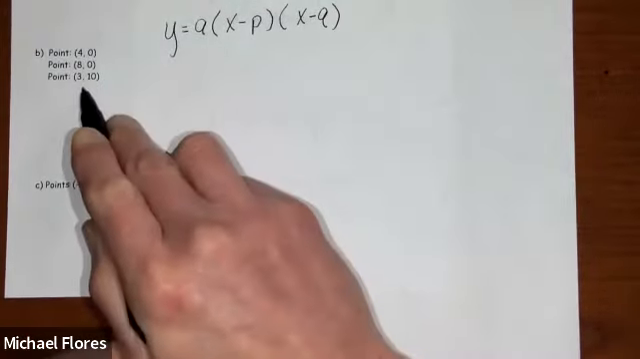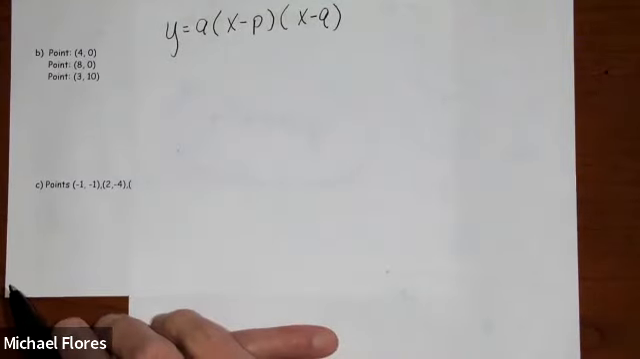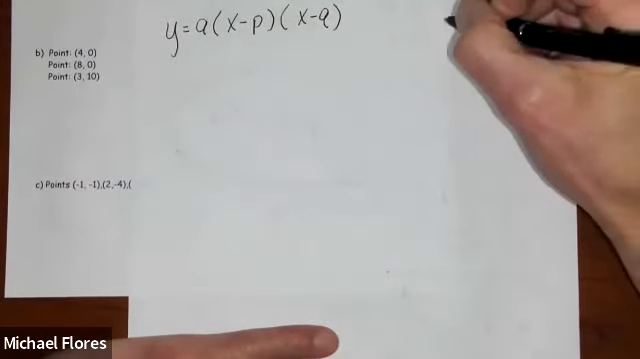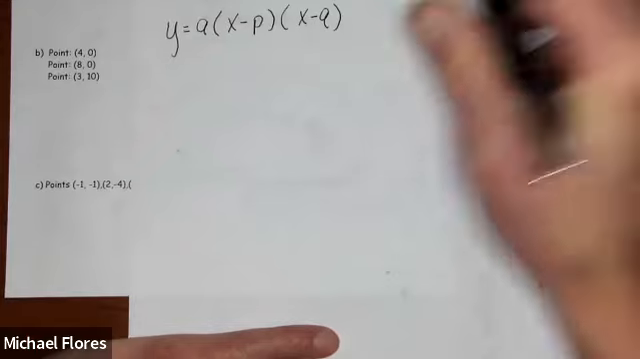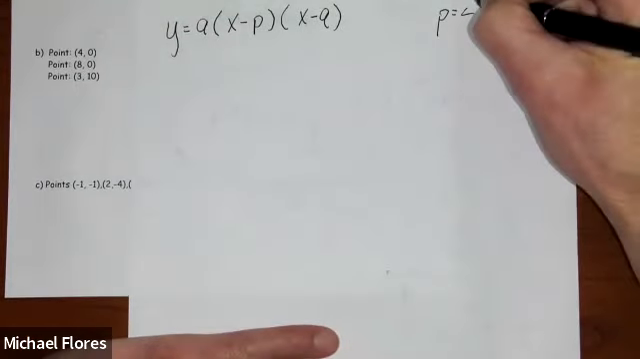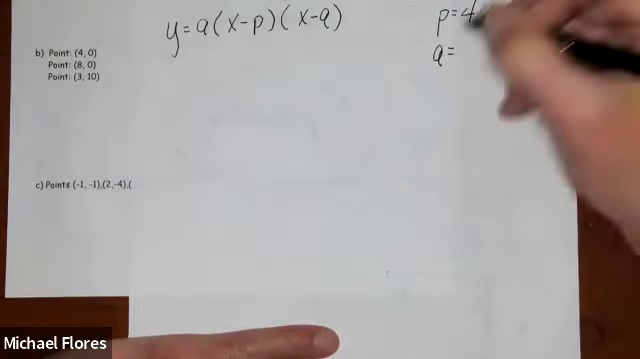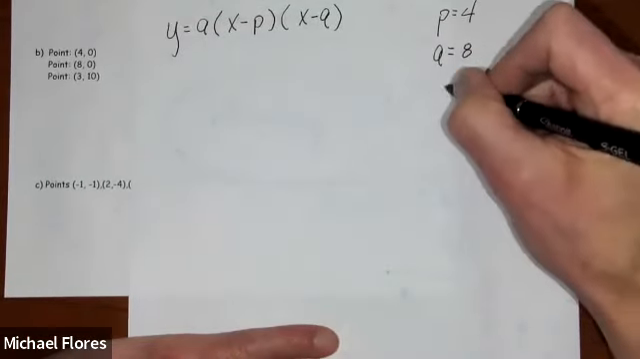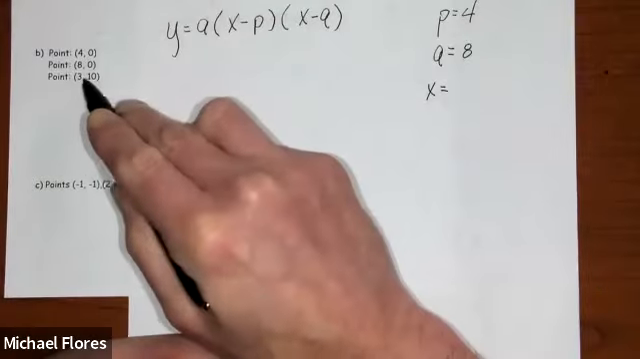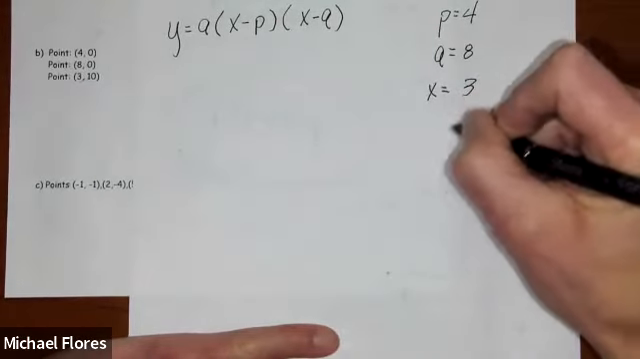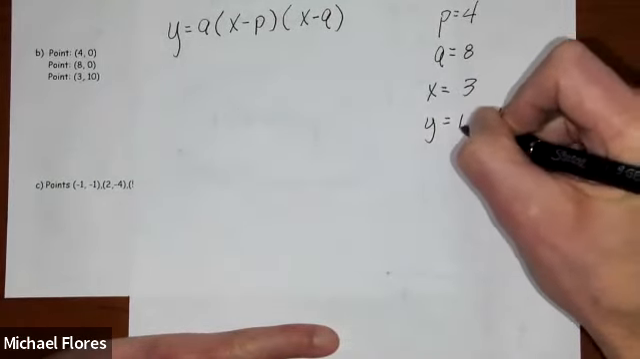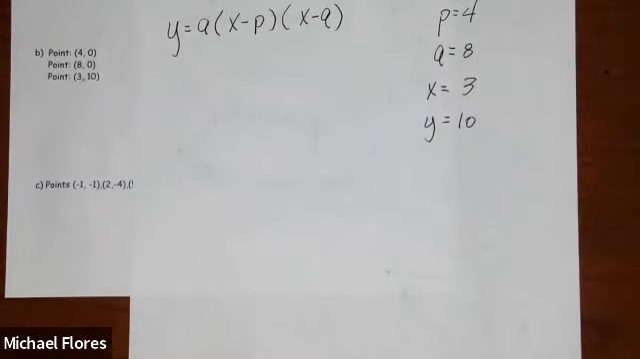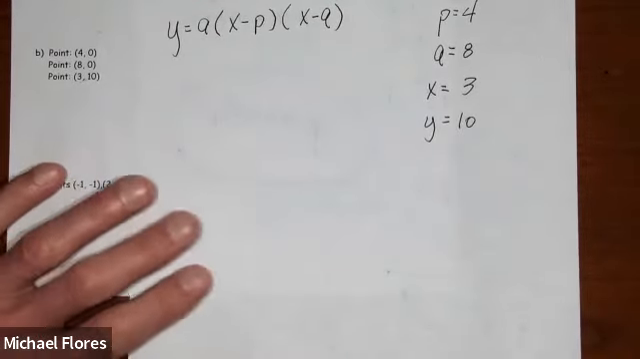And then it gives us a random point, (3, 10). So we can say our p-value here, use any one of the intercepts. We're going to use 4 first. Our q value, let's use the other intercept, 8. X is 3, and y is 10. So let's start plugging everything in to see, do we have a stretch or a compression?